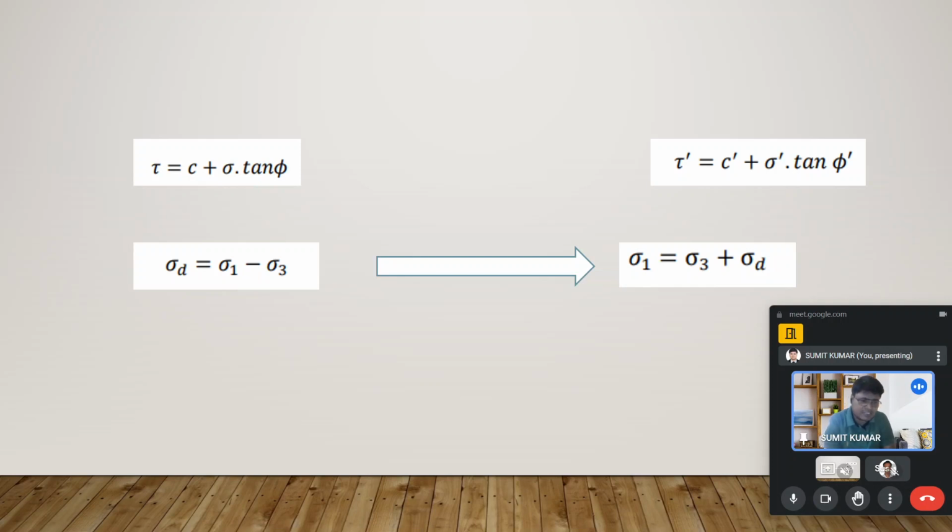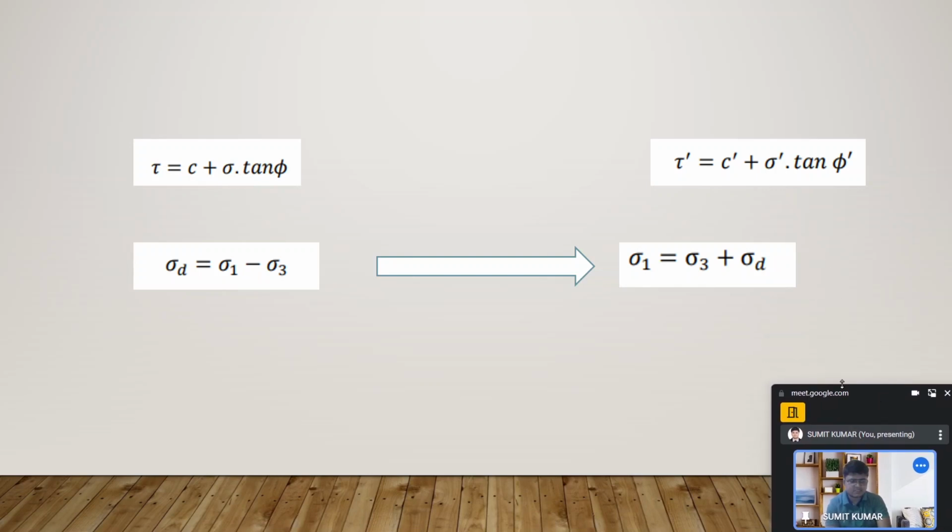We are able to find the radius, and ultimately we are able to find the value of the radius of the Mohr circle. After varying the value of sigma 3, we find another deviatoric stress, because you must understand that if the confining pressure applied is 20 units, the value of deviatoric stress will be maybe 10.